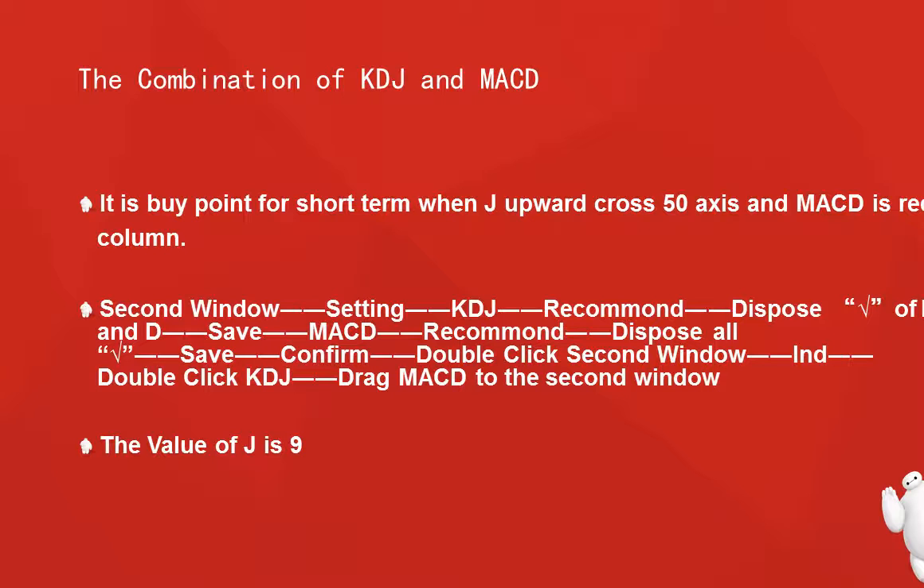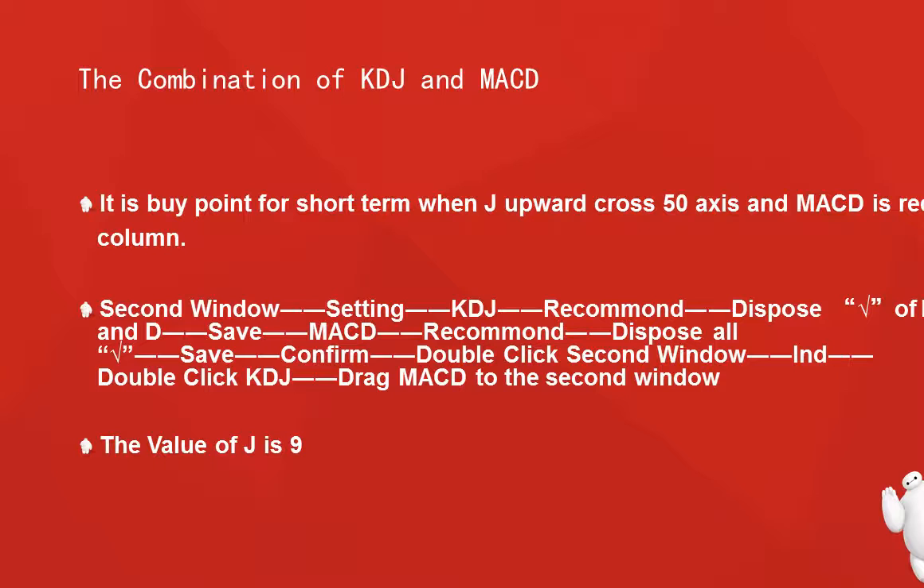Then we can see, just now we learned the KDJ. We know KDJ can help us to judge the periodical high point and the low point, okay? And it can help us to judge the golden cross or dead cross or top deviation or bottom deviation. Then we can operate our stocks very well.